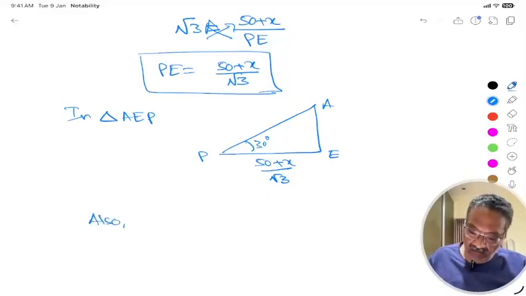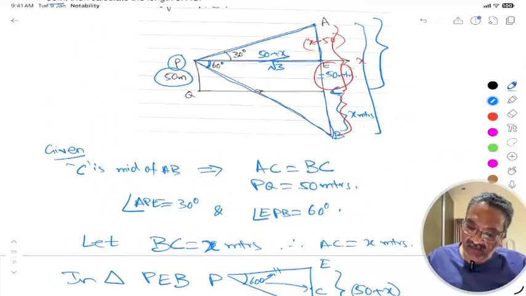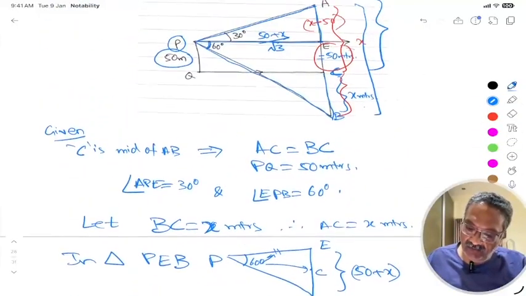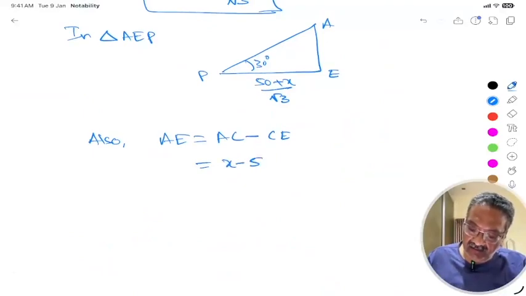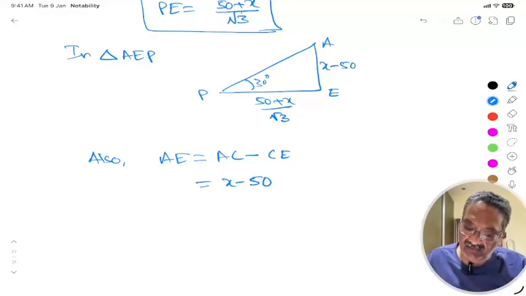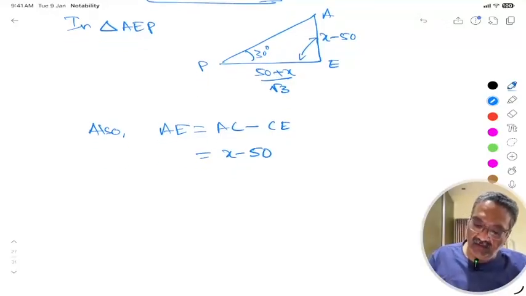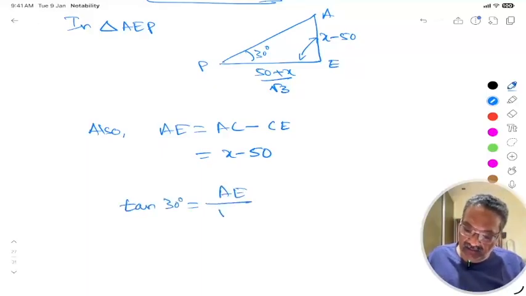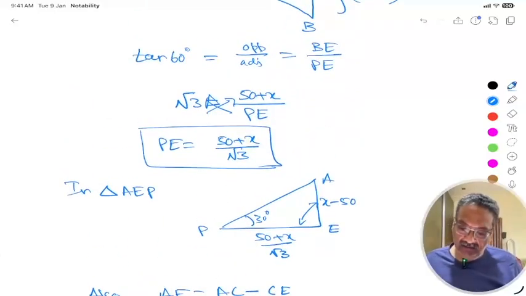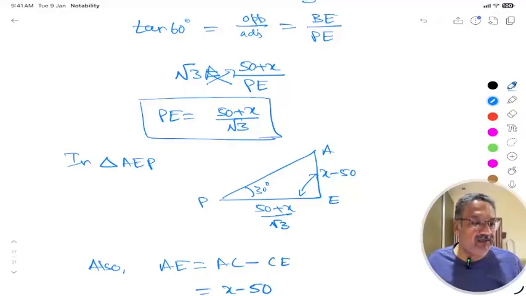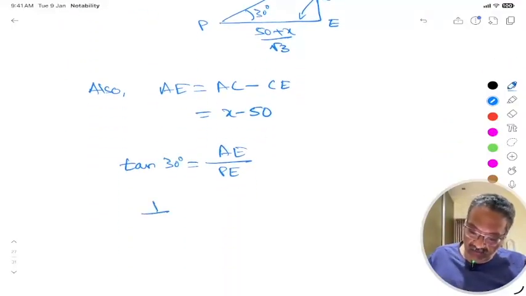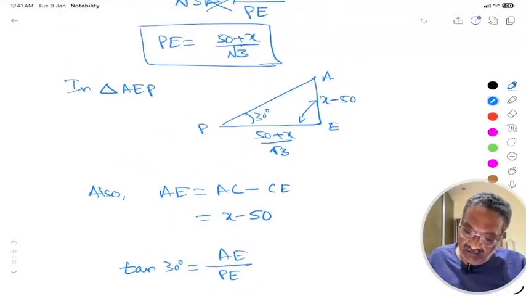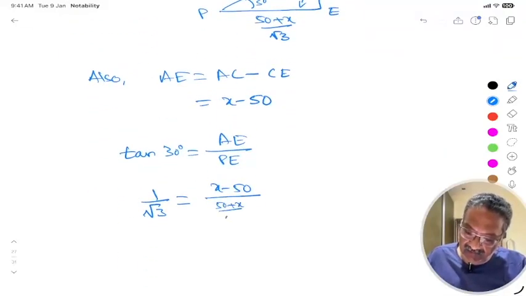Also I have AE is equal to AC minus CE. What is AC? Value of AC is x we have taken, so this will be x minus 50. So AE is x minus 50. Now what connects these two? Opposite by adjacent, tan 30 degrees is equal to AE by PE, right? So what is the tan 30 value? Tan 30 degrees value is 1 by root 3.